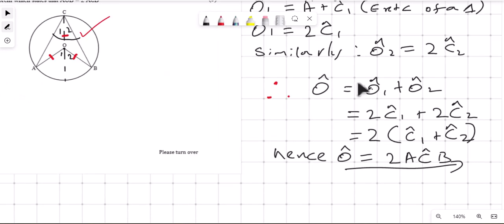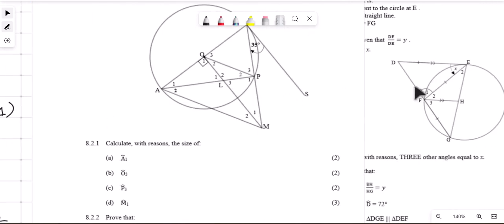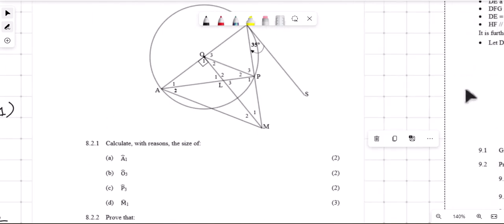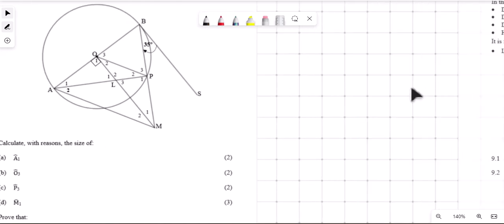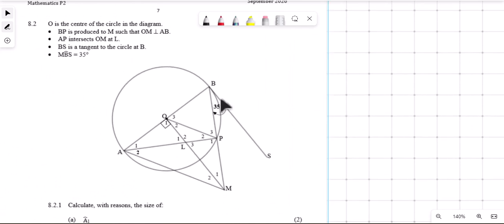Now we are done with 8.1. Let's go to 8.2, I believe. Let's read the 8.2. O is the center of the circle in the diagram. BP is produced to M such that OM is perpendicular to AC. AC intersects OM at L. DS is the tangent to the circle at D. MBS, which is angle B, is equal to 45.